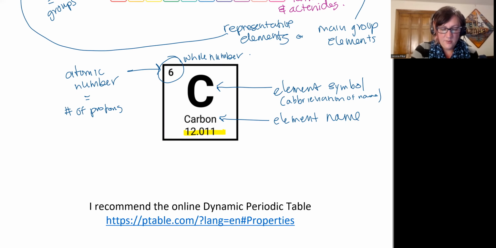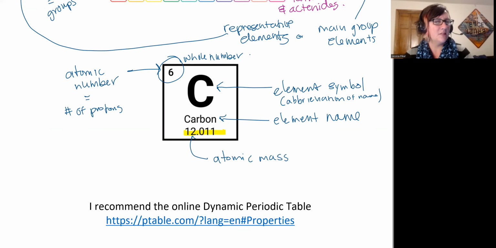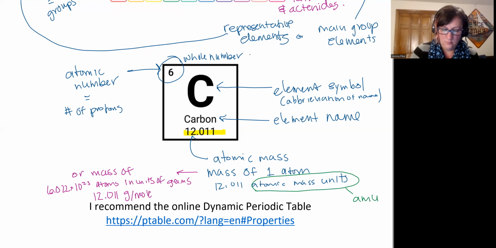So this right here is the atomic mass. And I know I mentioned when we talked about isotopes mass numbers, this is something different, but similar. So this is going to be the mass of one atom. So this 12.011 represents the mass of an atom. And so it can be the mass of just one atom, or the same number is going to be the mass of lots of atoms, which is weird.